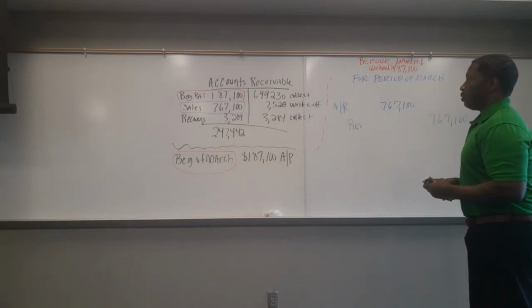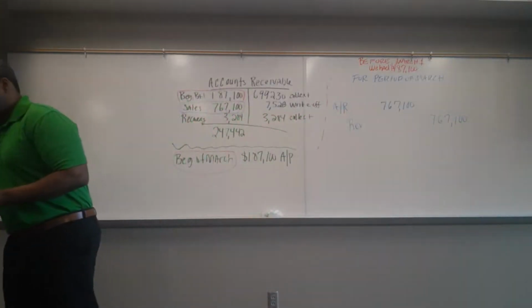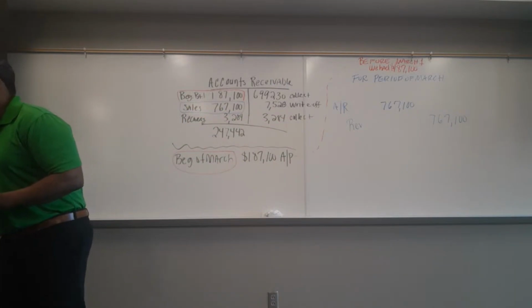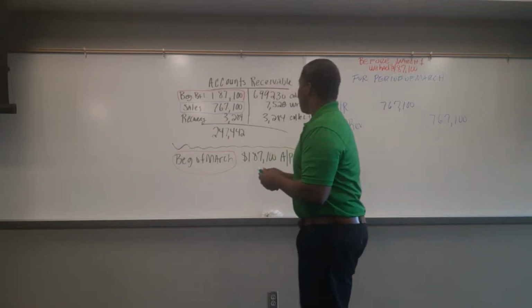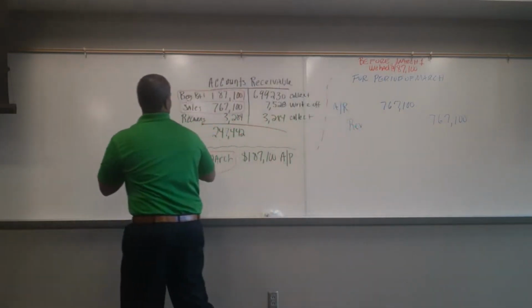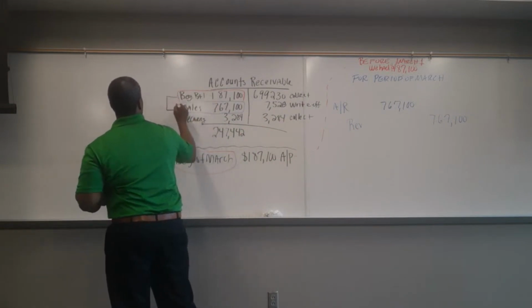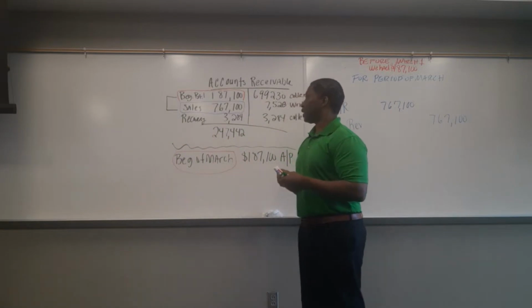Because we're also going to collect something. So let's see when we start to collect it. Right now, we said we have collections of $699,230. So let's just kind of add this. If somebody give me a total right here, what is my total for this right here? If I add my 187 and my 767, what is my total?